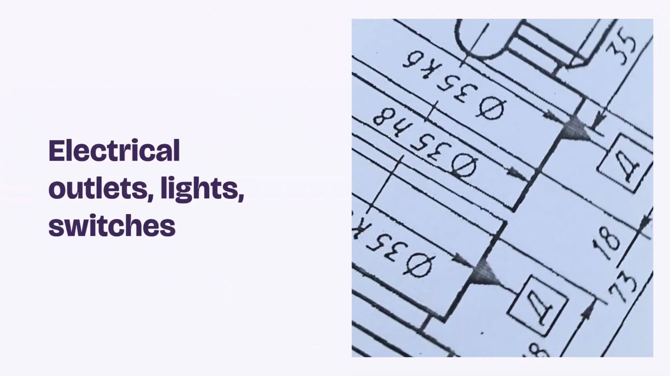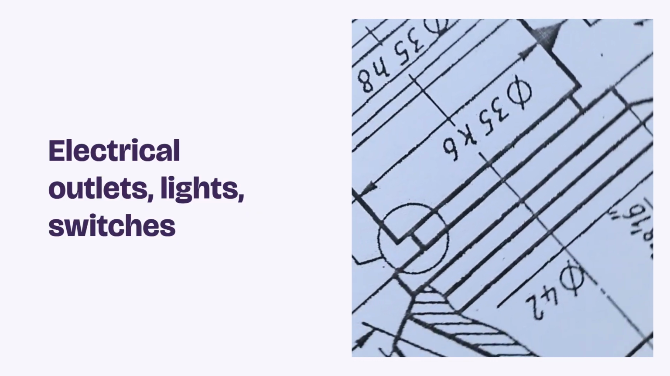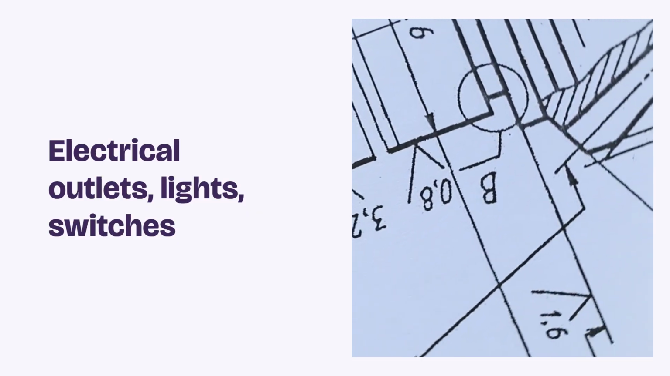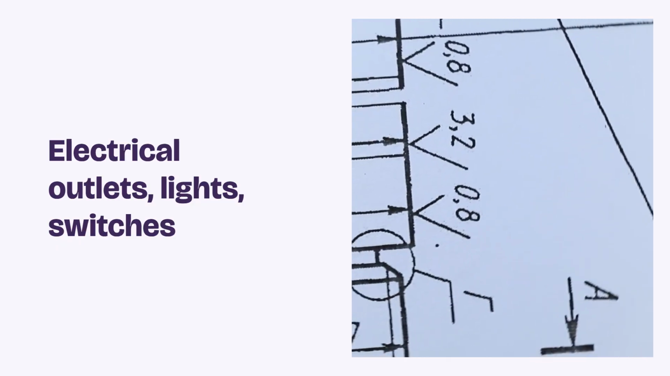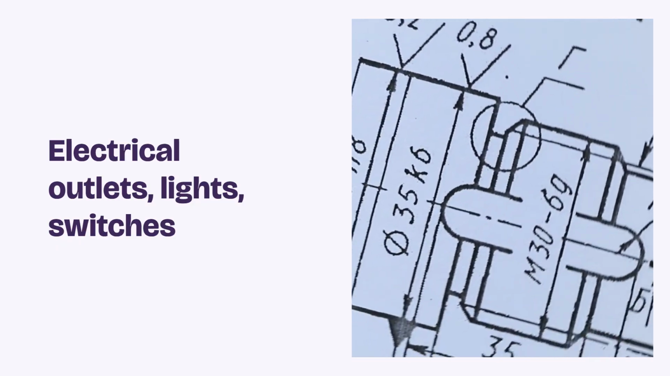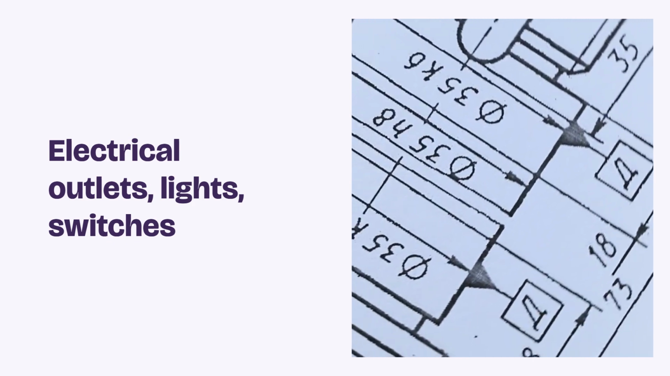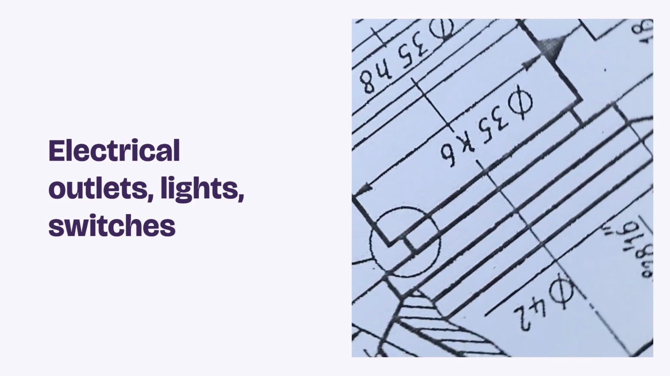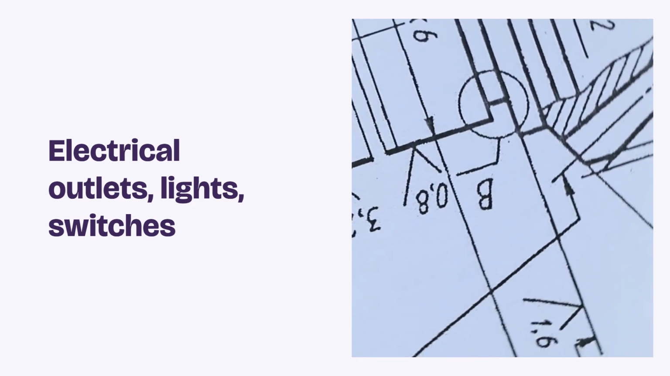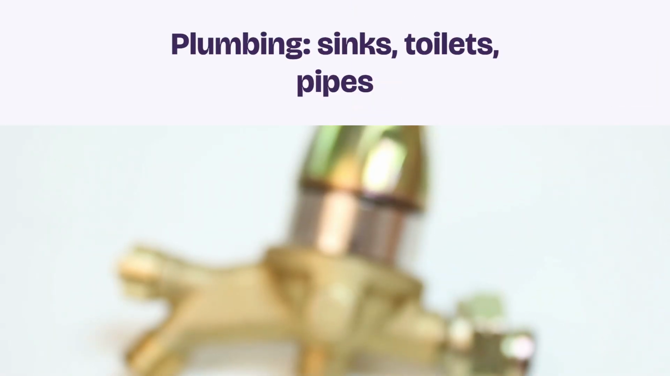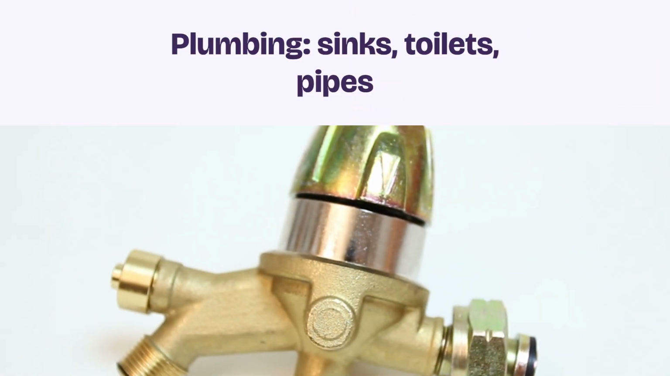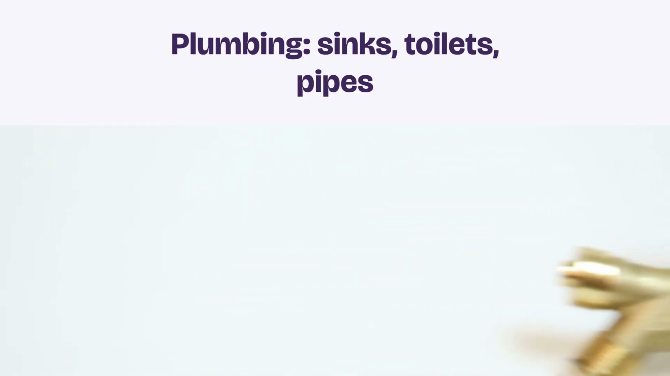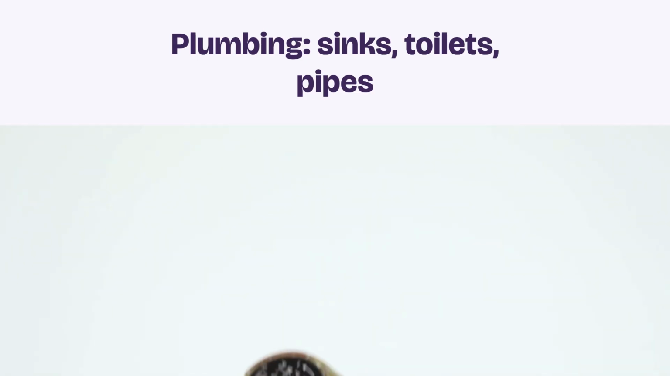Symbols are everywhere, so let's cover a few essentials. Electrical outlets usually appear as small circles with lines or unique letters. Light fixtures are shown with shapes like octagons or triangles. Switches are confirmed with an S, and their dashed lines indicate connections. Plumbing is identified with symbols for sinks, toilets, and pipes, circles, rectangles, or custom schematics.